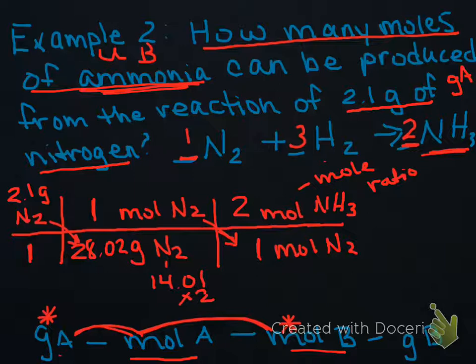Let's see. I'm going to take 2.1, I'm going to multiply across the top, so times 2. Then I'm going to divide by the bottom. Divided by 28.02 gives me an answer of 0.15. My units are going to be moles of NH3. All right, let's do one more example.